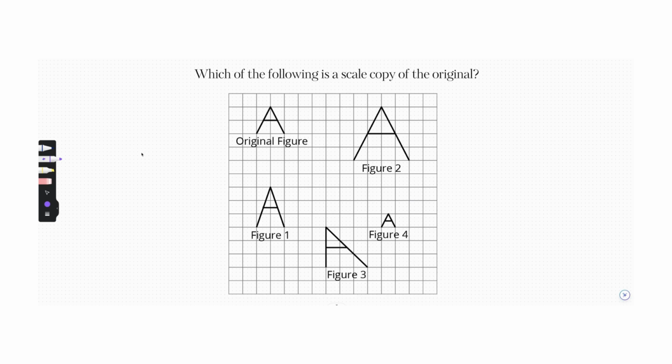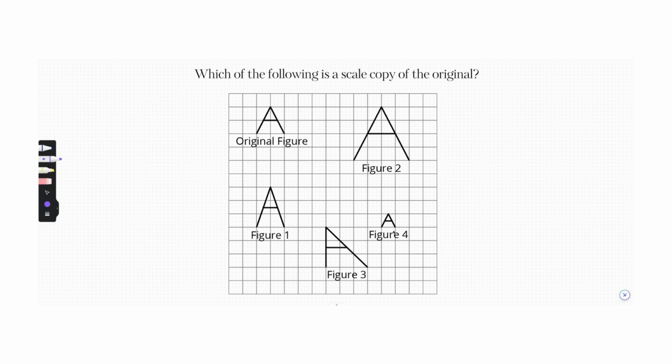All right, here's our last problem together. It says, which of the following is a scale copy of the original? So notice we have the letter A. This is our original. And we have figure 1, figure 2, which is a larger A, figure 3, which is a little bit slanted, it looks like it's leaning this way, and then figure 4, which is smaller.